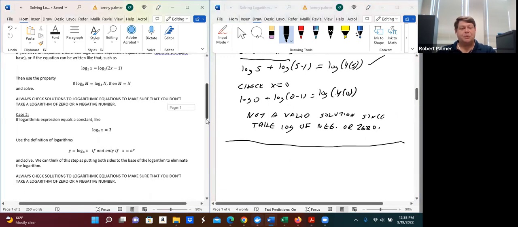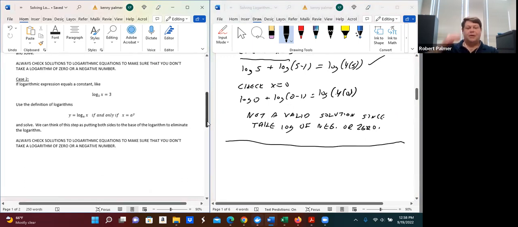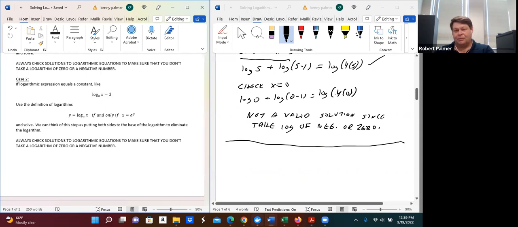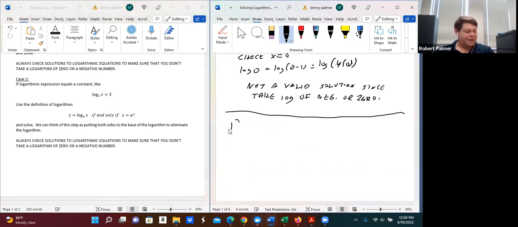So case number 2 is when you have the log of an expression equals, and once again, it's a logarithmic equation because your x is inside the log, but is equal to something that's not a log of something, just a constant. Okay. So in that case, we can use our definition of logarithm and basically rewrite it as an exponential expression. And so we can think of this as putting both sides to the base of the logarithm to eliminate the logarithm. Okay.